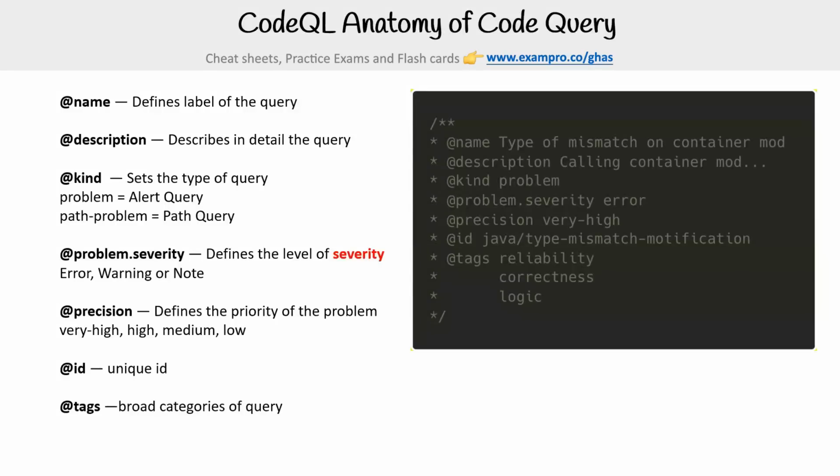Now, there are other variables you can also use in a CodeQL query. For example, you can use name to define a label for the query you're trying to create. Description could be a detailed description of what the query is related to. The kind, as I mentioned earlier, there are two kinds, either alert or path, and the value for that would be either problem or path-problem. Problem severity defines the level of severity: error, warning, or note. Precision defines the priority of the problem. Is this a very high, a medium, or a low risk? ID is a unique identifier, and tags are labels you can attach to identify the query easily.